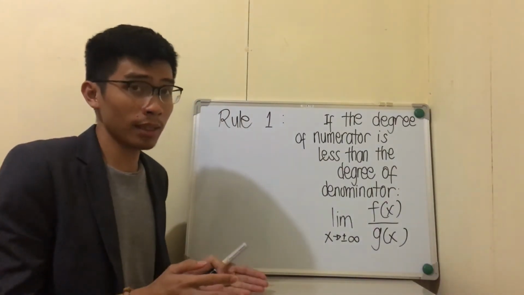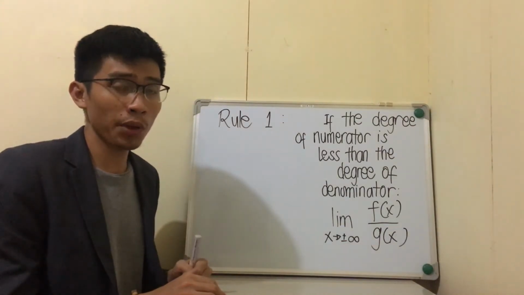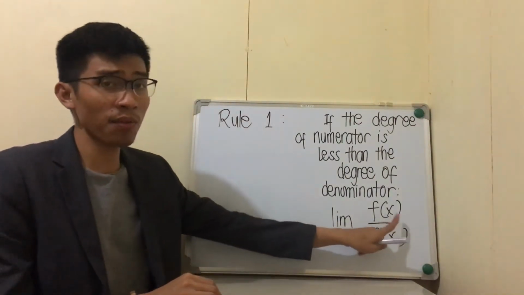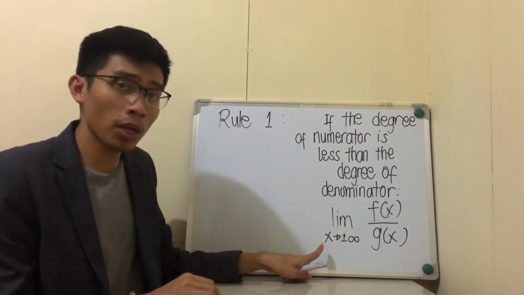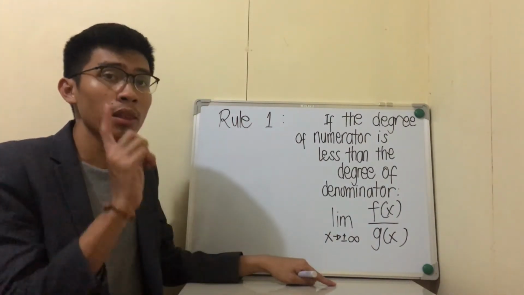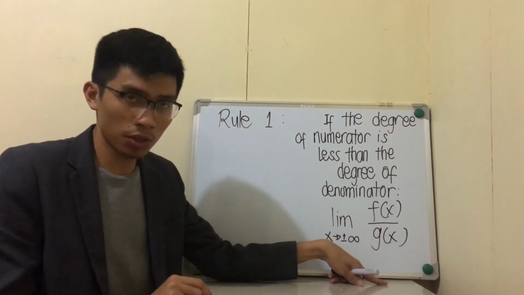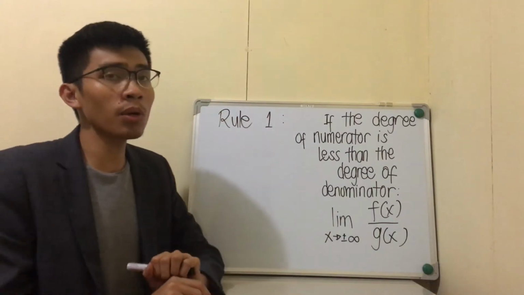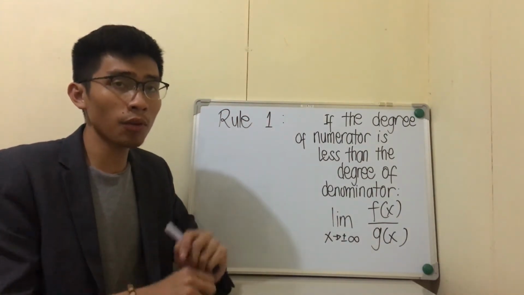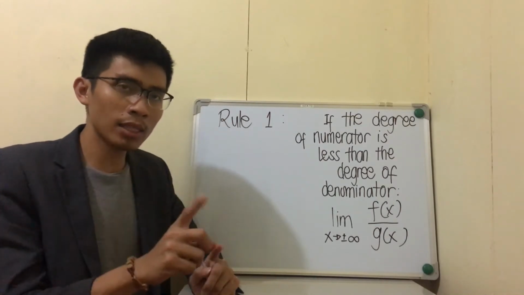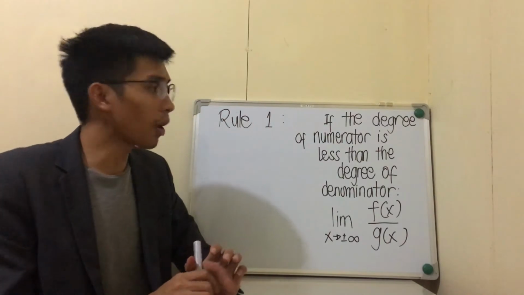Okay, so let's discuss it one by one. For rule number one, whenever we encounter the limit of f of x all over g of x as x approaches either positive or negative infinity, take note that f of x and g of x are polynomial functions. For rule number one, we are going to compare the degrees of our polynomial functions. That is the best way to identify the limit of our function.